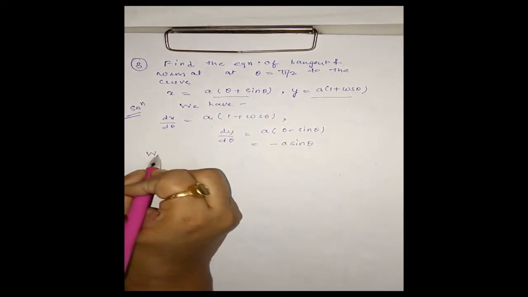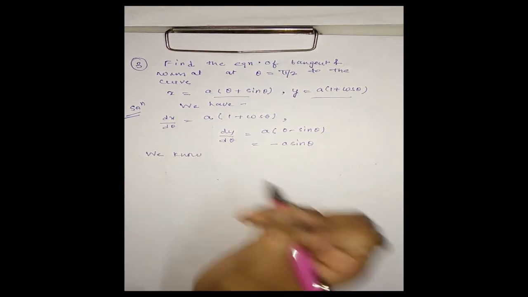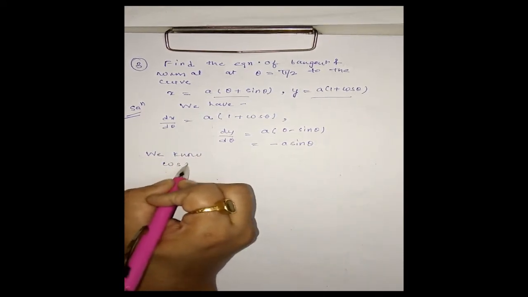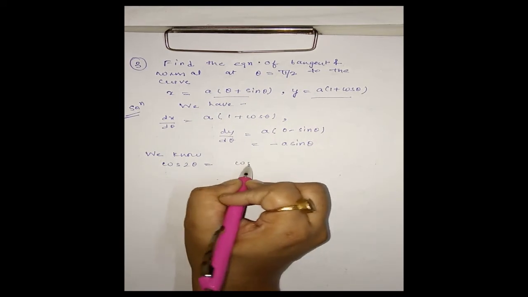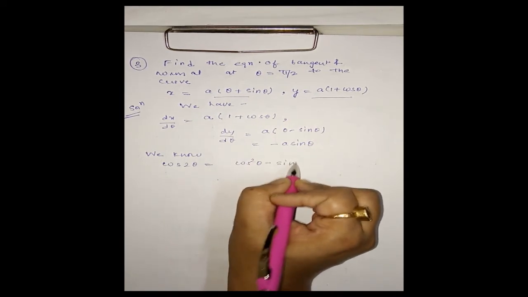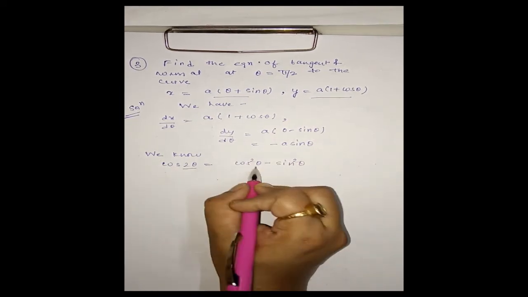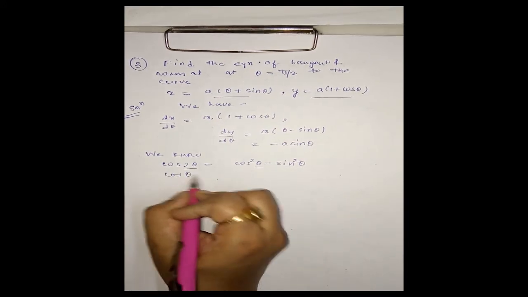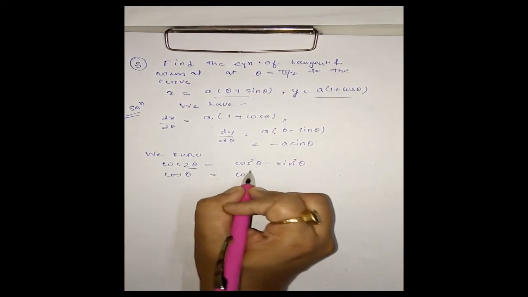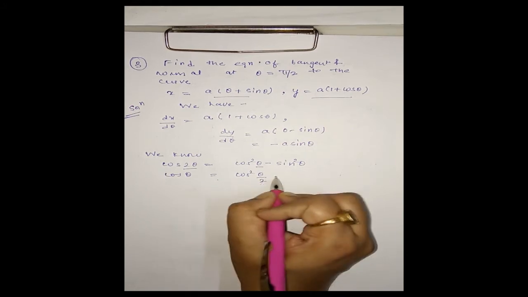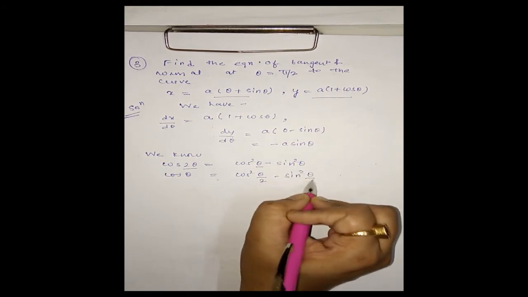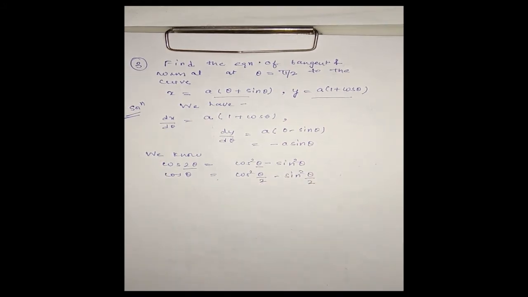Now we know we have a trigonometric identity: cos 2θ is equal to cos²θ minus sin²θ. Therefore, I can write my cos θ as cos²(θ/2) minus sin²(θ/2). I can write this in this form.